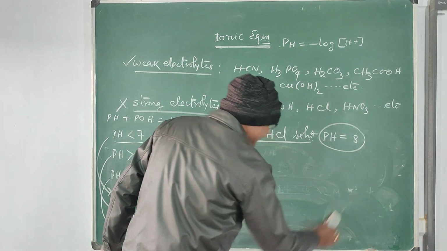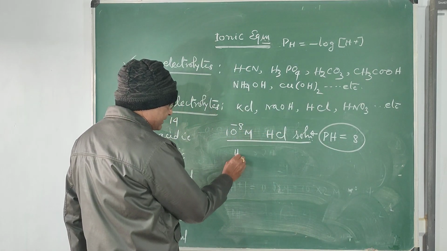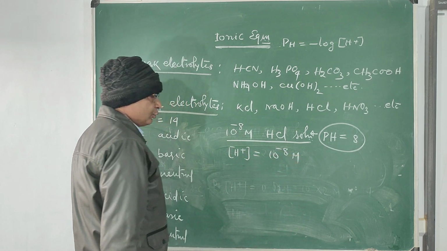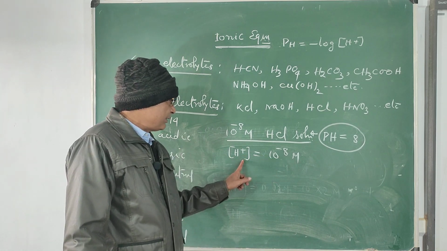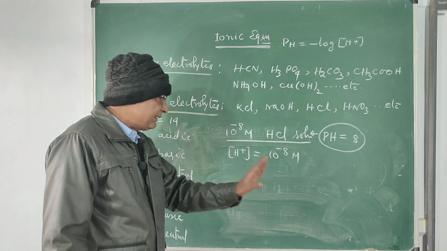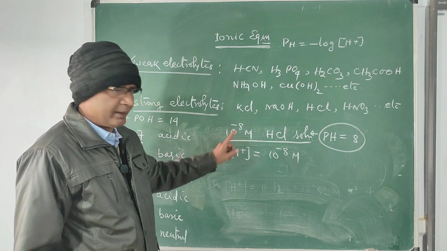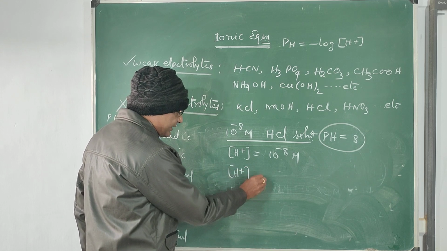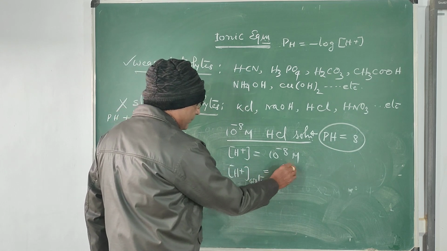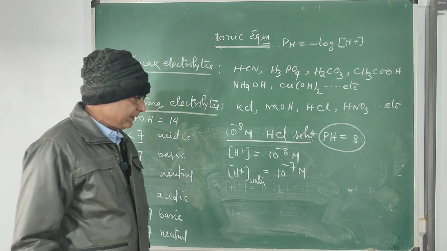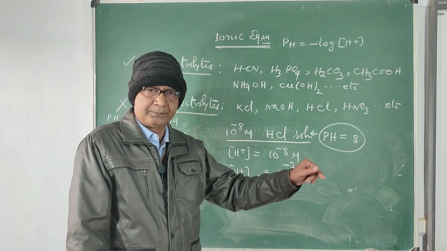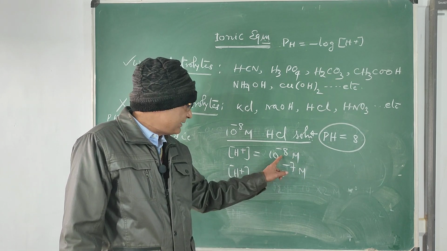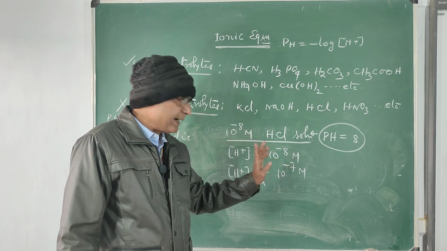Being a strong acid, its hydrogen ion concentration will be equal to 10 to the power minus 8 molarity. This 10 to the power minus 8 molarity hydrogen ion concentration will come from HCl. In this case, when such values are given, you will consider the hydrogen ion concentration of water. The hydrogen ion concentration of water is equal to 10 to the power minus 7 molarity. This must be added to it because the acid is added to water.